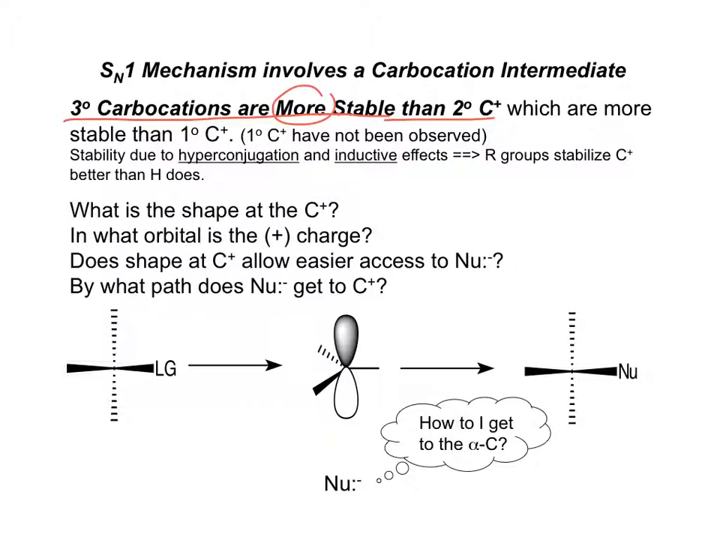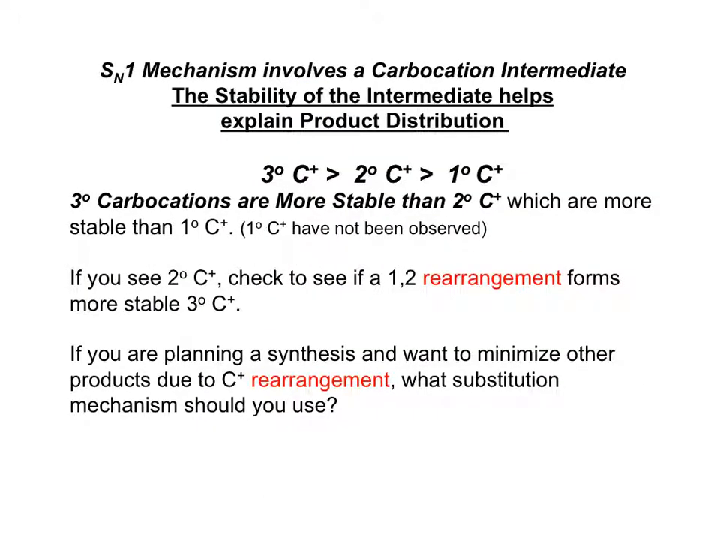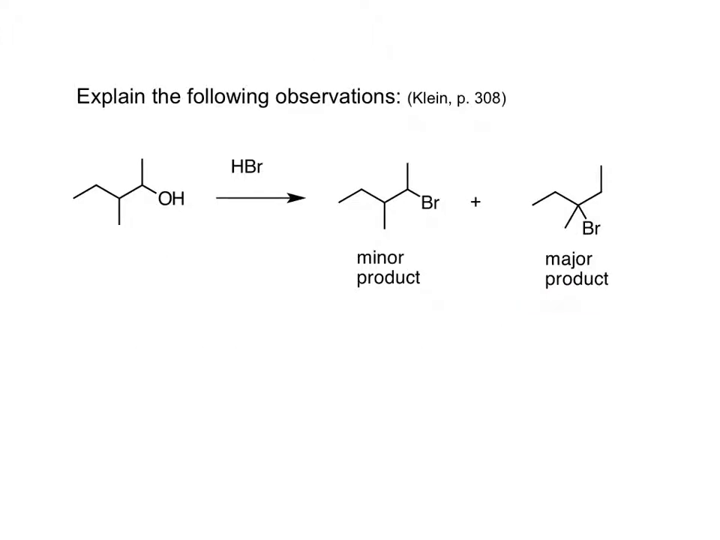And the answers are, in an SN1 mechanism, a carbocation intermediate forms. The stability of that carbocation explains the product distribution. We'll talk more about that product distribution in a second. So this reaction occurs via an SN1 mechanism, so stop the video and explain the observations.